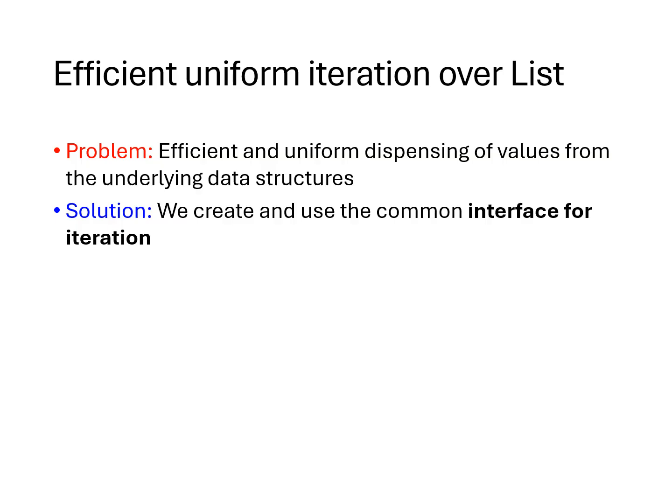So we are facing the following problem. We want an efficient and uniform dispensing of values from an underlying data structure in such a way that we do not violate the integrity of the abstract type, that we do not allow access to the data structure itself. To do this efficiently, we will conceive a new abstract data type called an iterator, and we will implement the iterator differently for each of the data structures behind our list ADT.